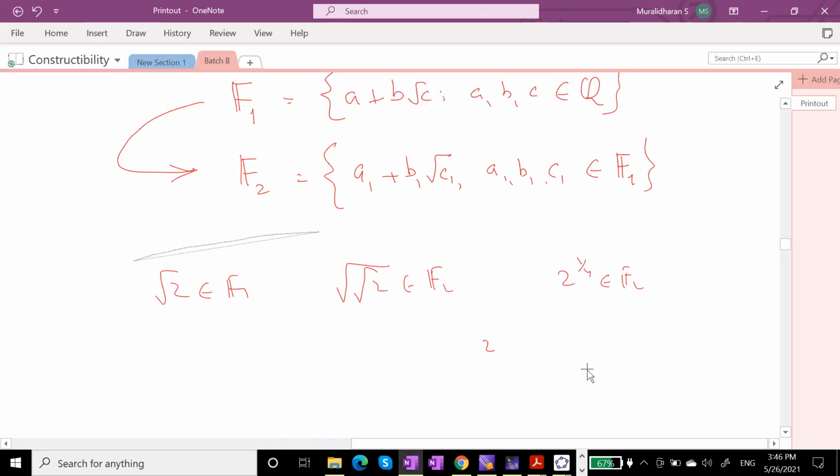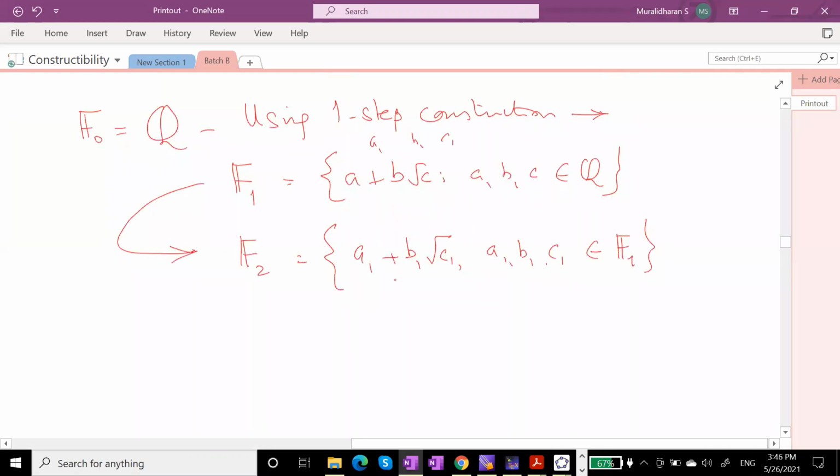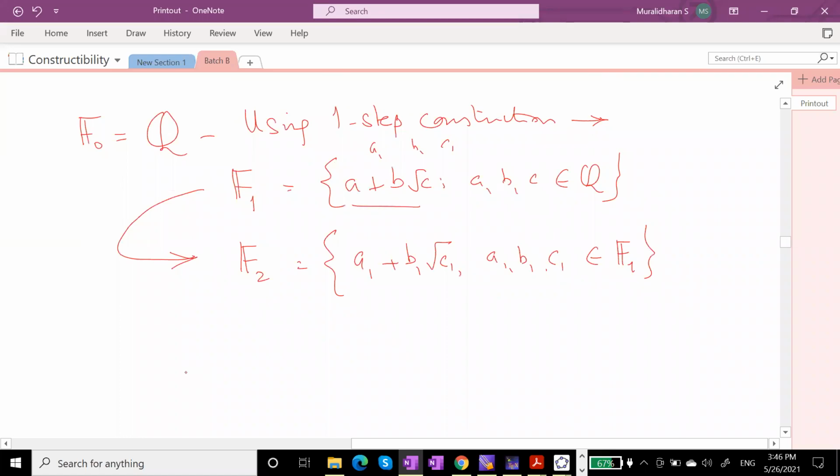What our aim is, is what happens if I construct methodically, one step at a time. That is, if I start with rational numbers, a plus b root c, and so on. You may wonder whether this is closed under plus, minus, star, and division. Plus is obvious because a1 plus b1 root c plus a2 plus b2 root c is equal to a1 plus a2 plus b1 plus b2 into root c, correct?